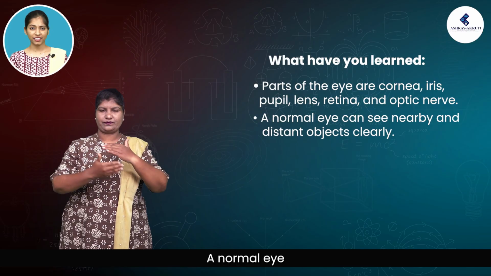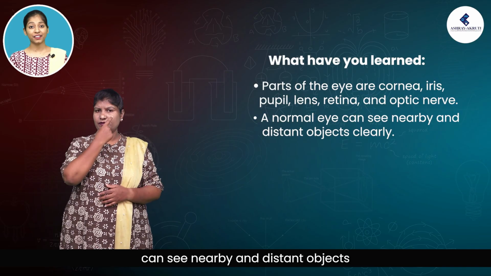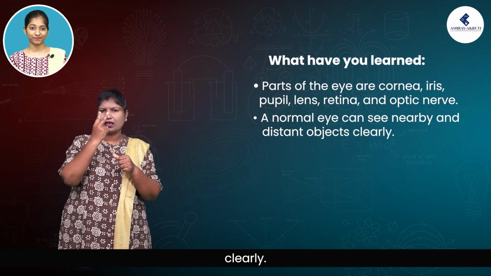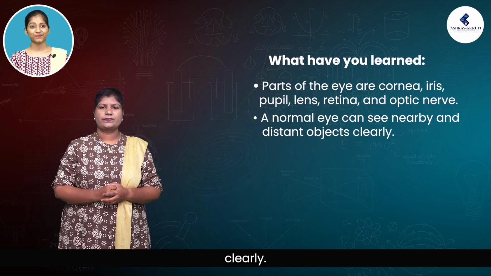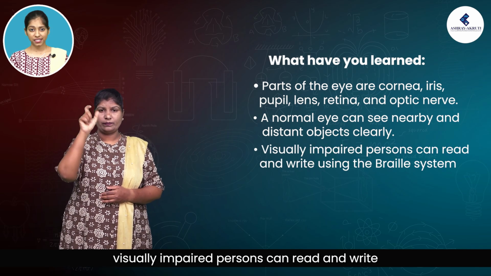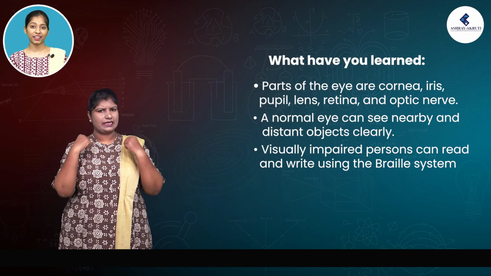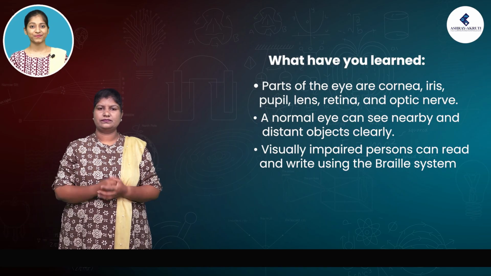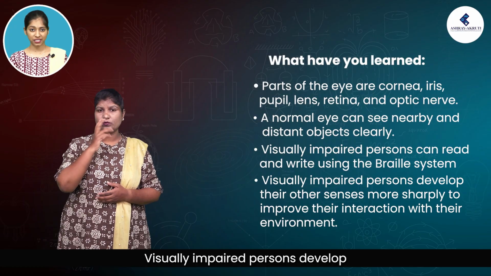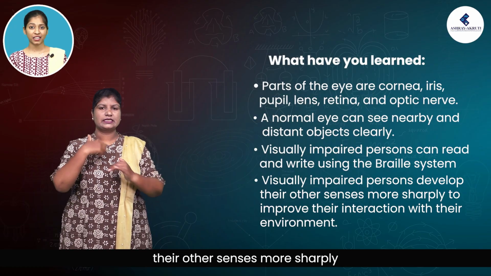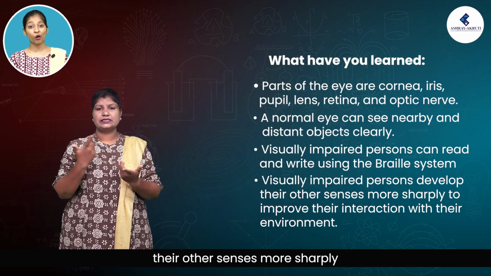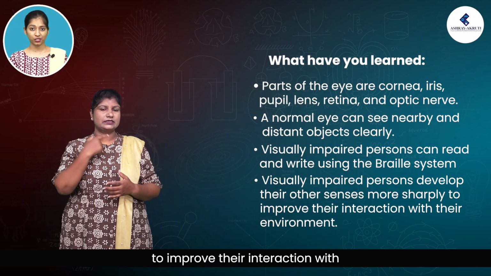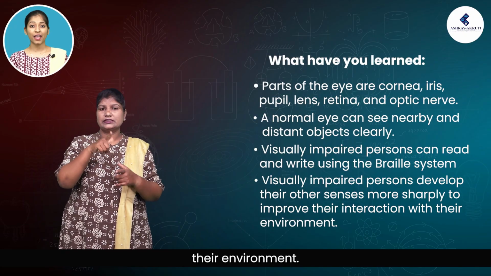A normal eye can see nearby and distant objects clearly. Visually impaired persons can read and write using the Braille system. Visually impaired persons develop their other senses more sharply to improve their interaction with their environment.